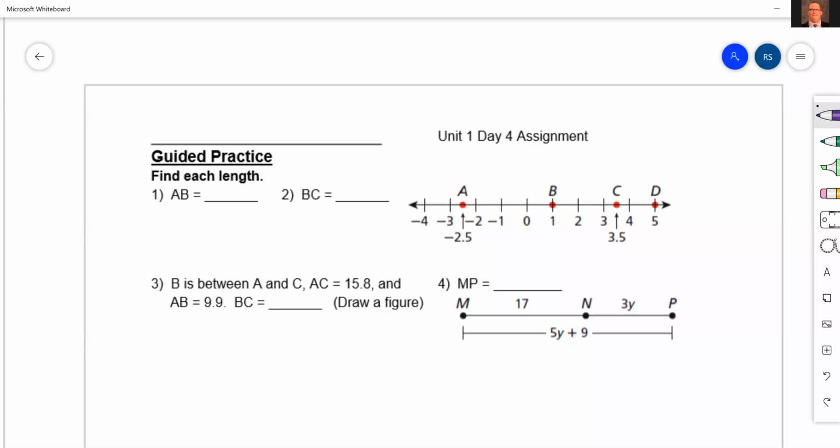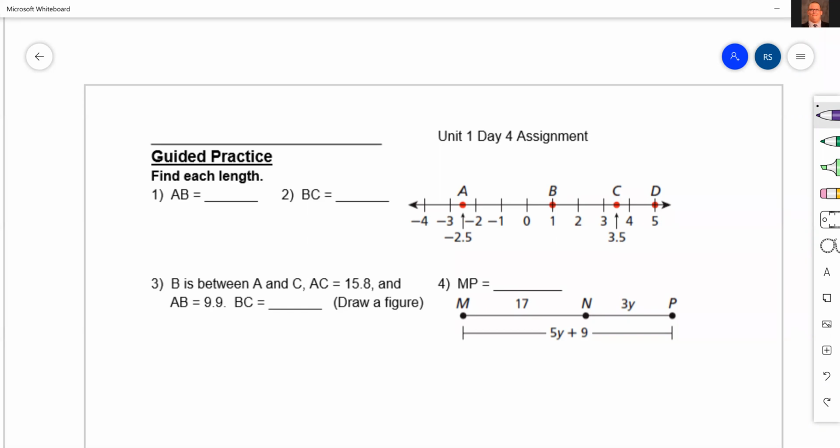Okay, so now we have our guided practice. This one may take a little bit, but that's okay. One thing about guided practice, the more problems we do together, the less you have to do by yourself. So first two, they start us off easy. We just have to find the length.